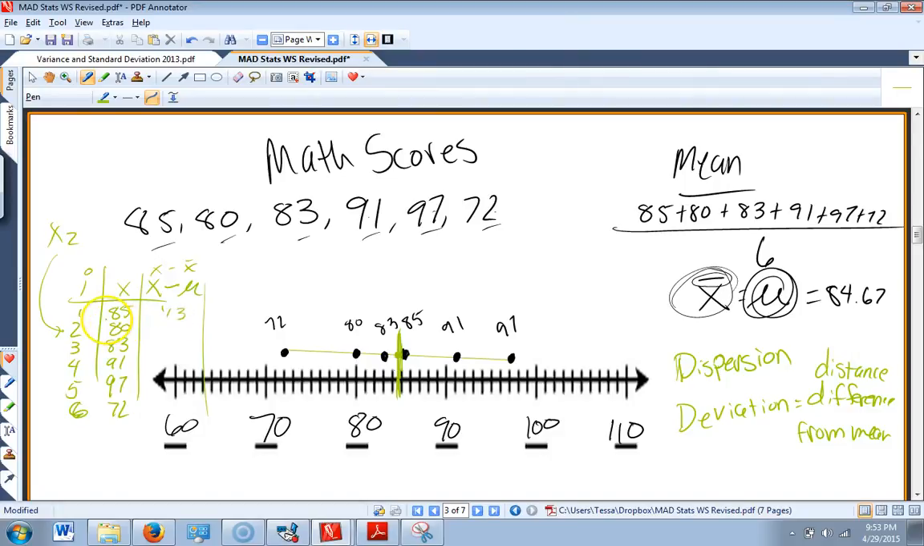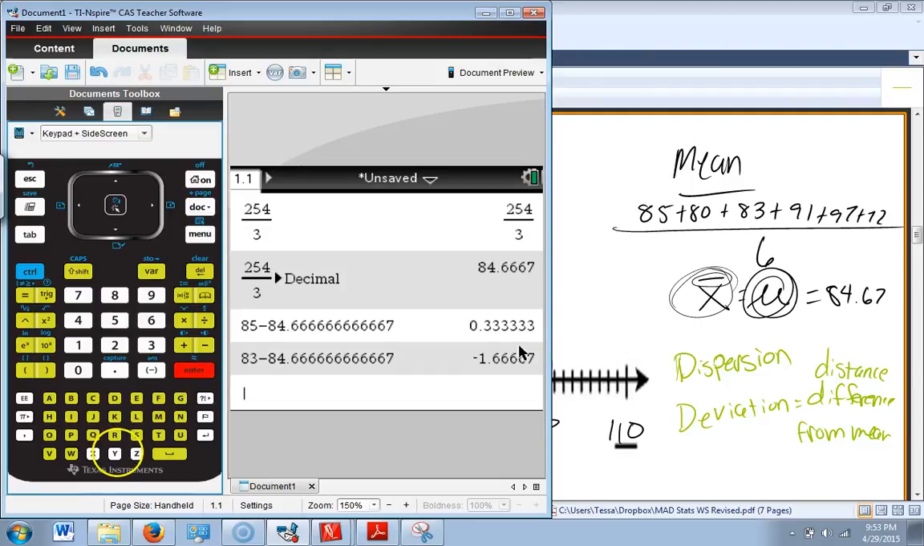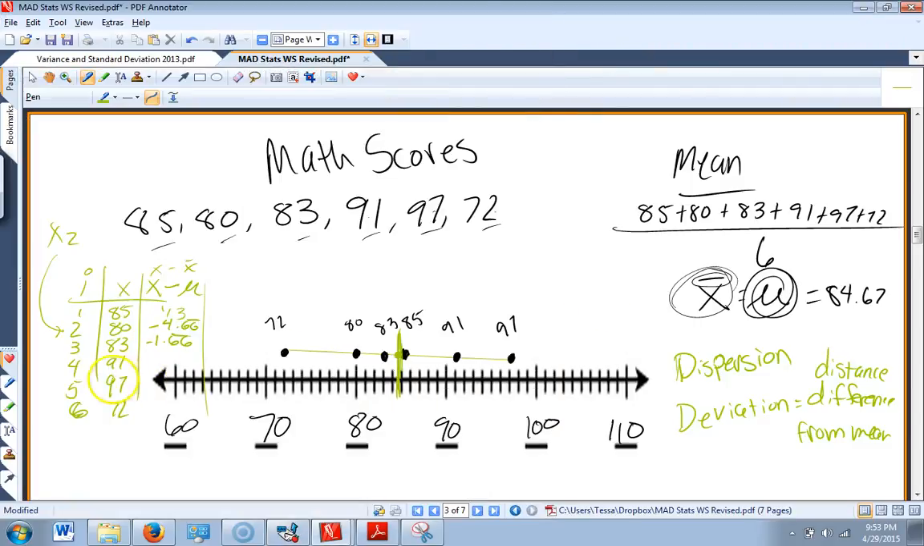80 minus that is going to be negative 4.6 repeating. 83 minus 84.66666 is going to be negative 1.66 repeating. Let me just double check that. Don't want to do anything wrong here. Yeah, negative 1.6 repeating.